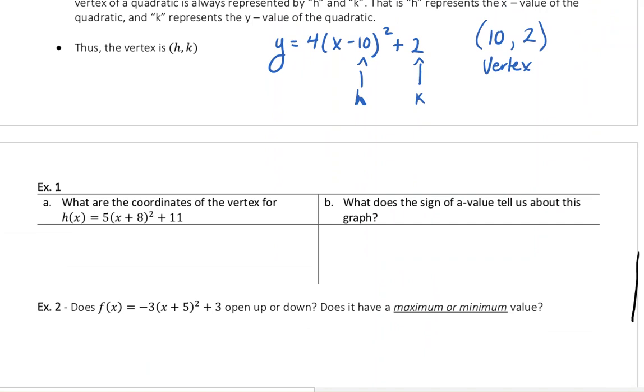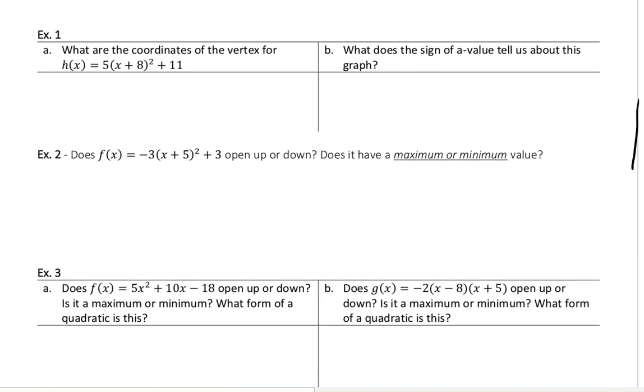Moving forward, we have a couple of examples that will help us through that. So, example 1. What are the coordinates of the vertex for h of x is equal to 5(x plus 8) squared plus 11? Well, what's important to us here is that h value and that k value. h is -8 because it was positive in the equation. k is 11, therefore our vertex is (-8, 11).